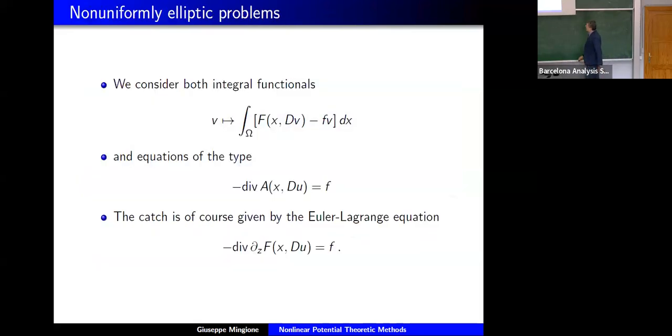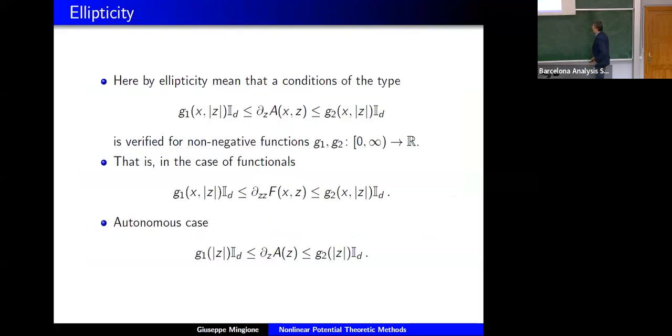Okay, now we go to non-uniformly elliptic operators, and it's like yesterday for those who were there. So I'm going to consider integral functionals of this type, and this is the right-hand side. This is the associated Euler equation, but why not consider in general solutions here? Ellipticity is described by saying that the lowest eigenvalue is always positive, and it's bounded from below by a certain function of the gradient, and above by a second function of the gradient.